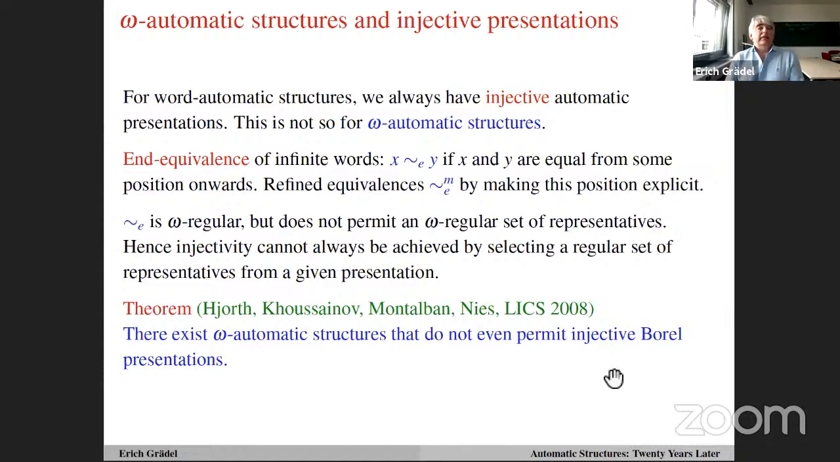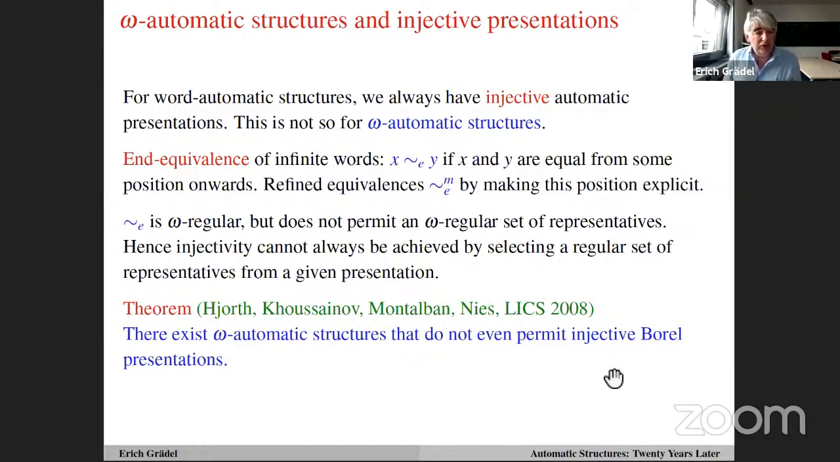Now, let's look at the more difficult to analyze class of omega automatic structures. One important difference between word automatic structures and omega automatic structures is that in word automatic structures, we can always assume that we have an injective automatic presentation. But this is not so for omega automatic structures. And this is related to an important equivalence relation, the so-called end equivalence of infinite words. We say that two words, X and Y, are end equivalent if they are equal from some position onwards.